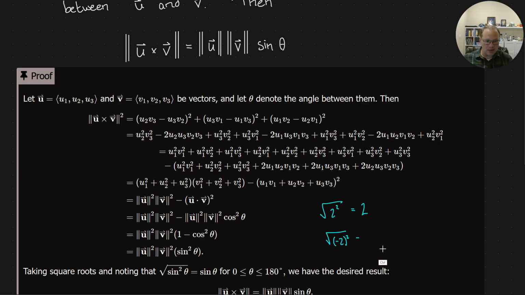But generally, the rule is that the square root of x squared is going to give you the absolute value of x. It spits out the positive version of x, all right? With norm of u and norm of v, those are positive. Those are lengths. We're good. We don't have to worry about that. But with sine of theta, sine could be negative, okay?